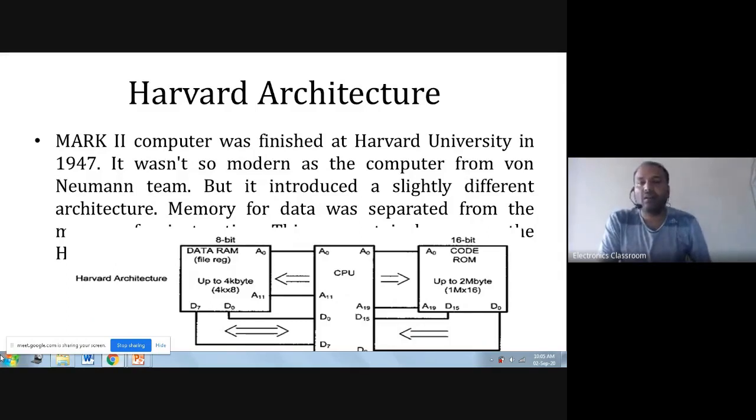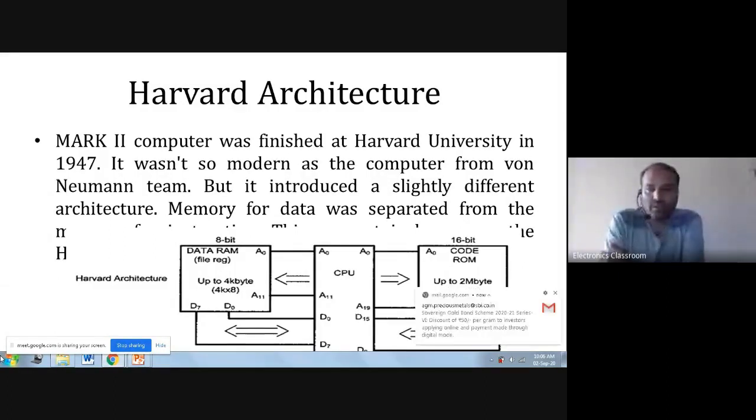In detail, for a complete understanding. We will try to understand how Harvard architecture helps us in the development of various advanced systems as well as embedded systems, and how Harvard architecture is different from von Neumann architecture.